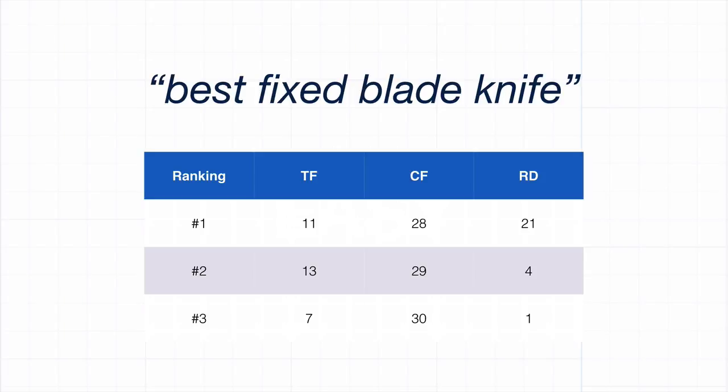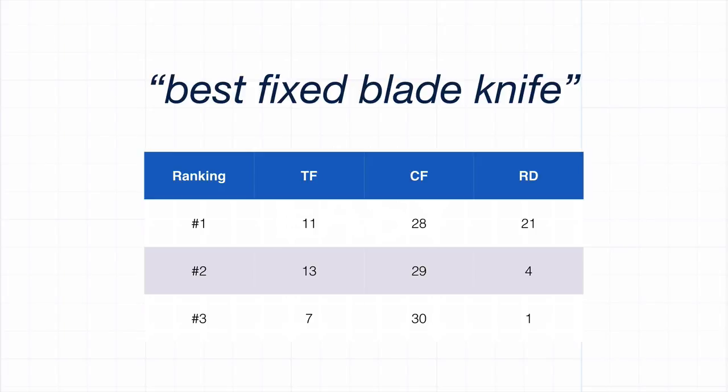The site ranking number 1 has a trust flow of 11, a citation flow of 28, and referring domains 21. The second site has a trust flow of 13, a citation flow of 29, referring domains 4. And the third site has trust flow of 7, citation flow of 30, and referring domains of just 1. So this one, I wasn't that sure. Based on checking just 3 of them, I wouldn't be confident. I'd check more results.